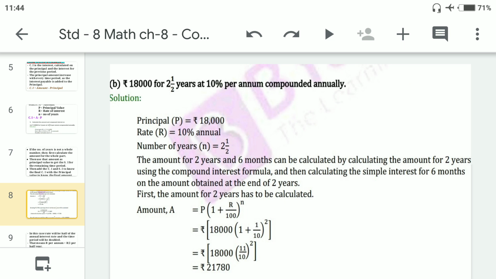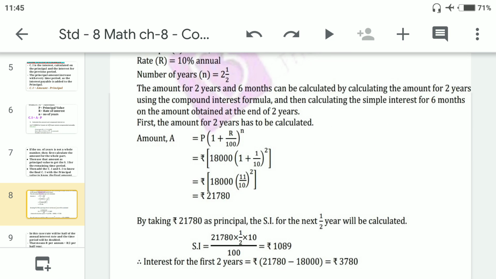So first of all, you have to calculate for the whole part, that is for the 2 years, by putting the formula A equal to P whole 1 plus R divided by 100 to the power n, where n stands for 2, P equal to 18,000 and R equal to 10 only. Right. So 10 by 100 simplifies to 1 by 10. Again, you have to multiply this 11 by 10, 2 times, with 18,000. And finally, we get 21,780. Remember, children, this is the amount after 2 years.